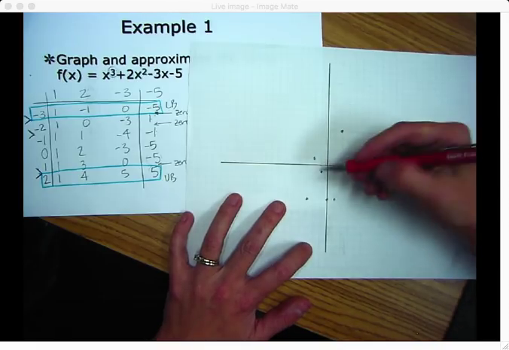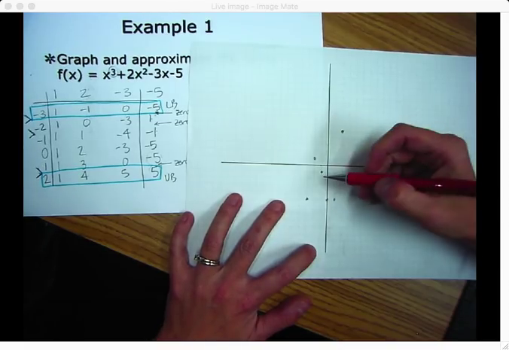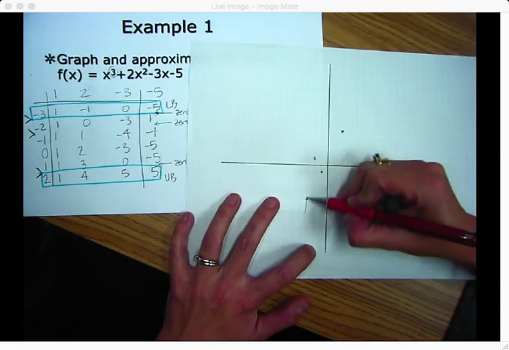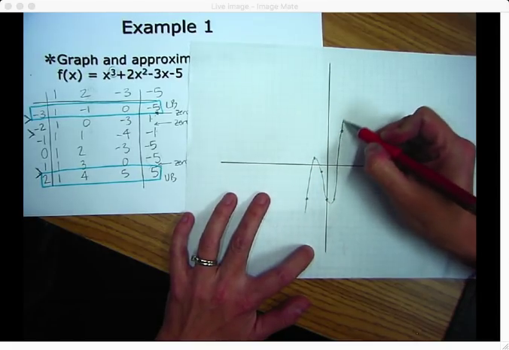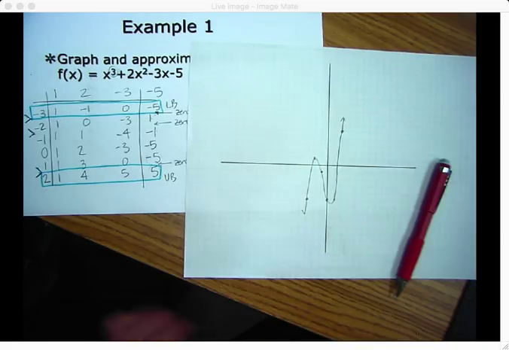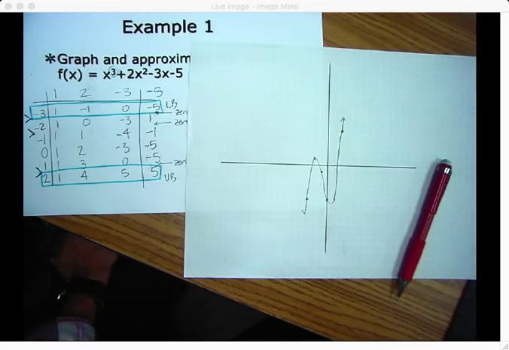Okay, so as I'm connecting these dots in a smooth flowing curve from left to right, again, smooth flowing curve, this is what that picture looks like. All right, I'm going to have to pause this and make a part 2 to get my second example in.